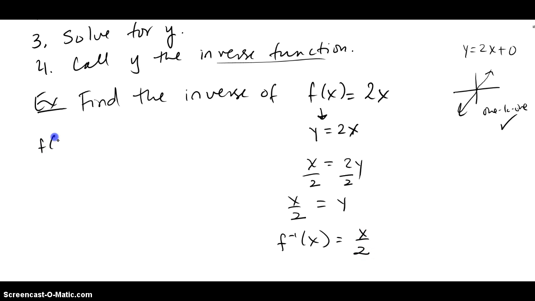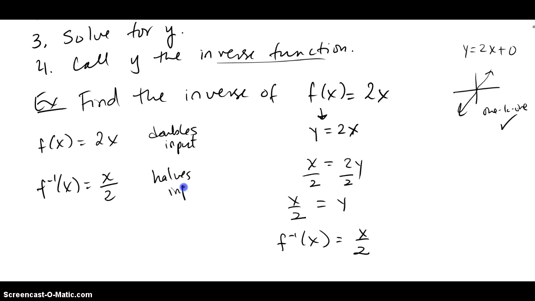Now let's think this through. f of x takes the input and doubles it, and we went through these steps and we found f inverse to be x divided by 2, so it halves the input, which makes sense. If I multiply something by 2, the inverse function better take the thing and divide it by 2. So we didn't have to go through the steps. We could have almost guessed that if the function doubles it, multiplies it by 2, the inverse must divide it by 2.